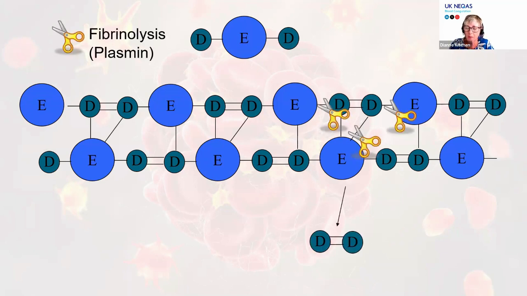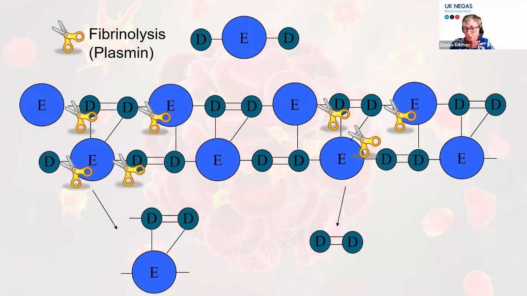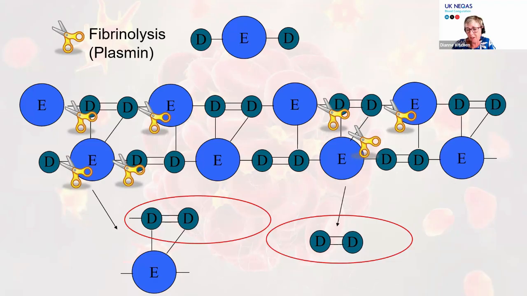You get all these Ds lining up, and then fibrinolysis kicks in under the influence of plasmin, and you get cutting of these cross-links. Next, please. And you get bits shearing off, so you've got bigger bits, smaller bits, but they've all got these double Ds with them, so you've got your DDs. Next, please. And this is what we're actually measuring. This is our D dimer, a product of fibrinolysis.